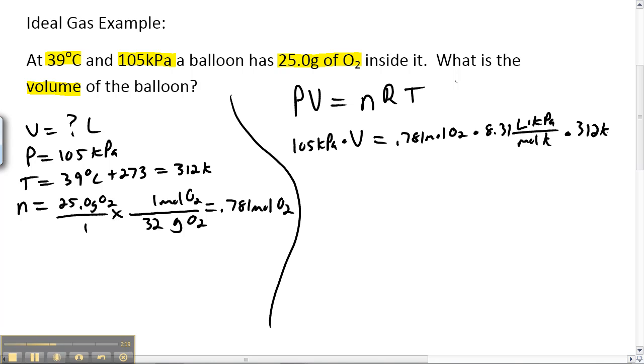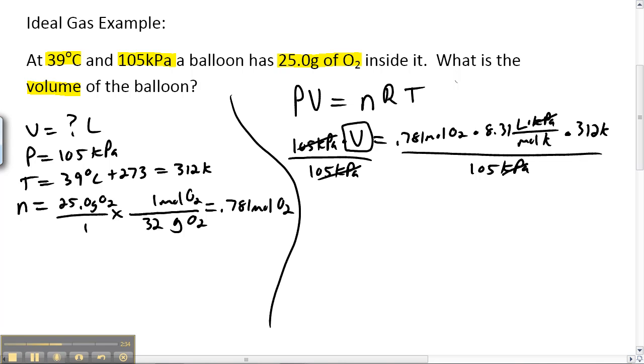So how do I solve for V? Because that's what I'm looking for. To do that, I need to divide both sides by 105 kPa. And that cancels out on the left. The kPa's cancel out on the right. The moles cancel with the moles. The Kelvin cancels with the Kelvin.